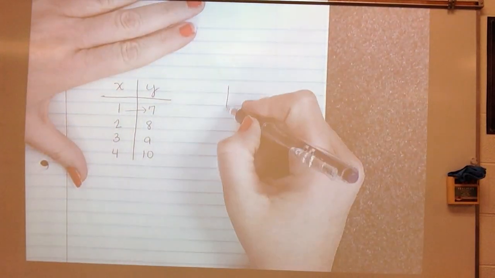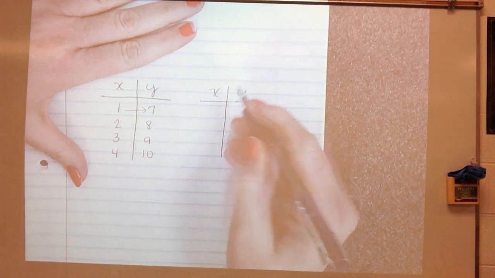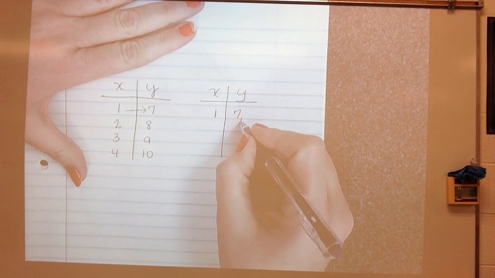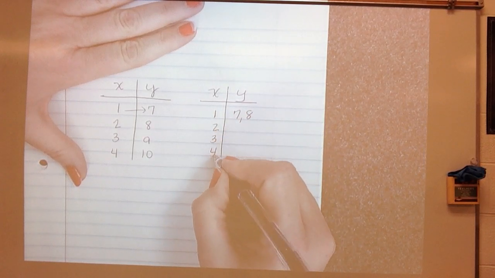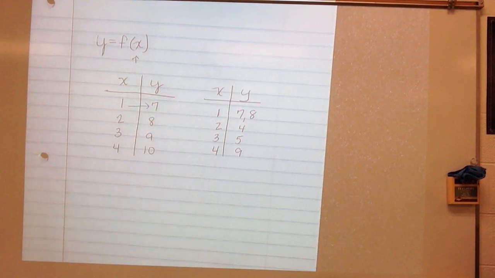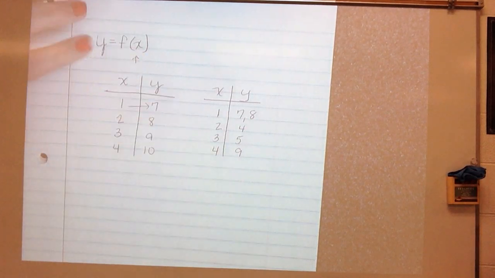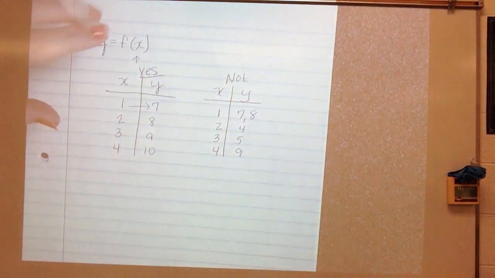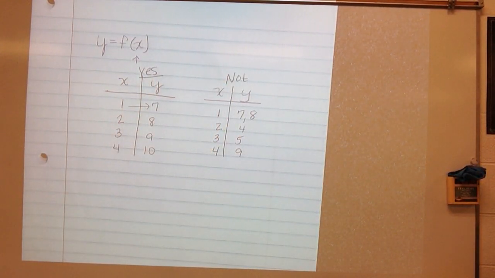Alright? So for here, if I did this, if I said that if I put 1 in for x, and it could give me a 7 or it could give me an 8, then this is not a function. Alright? Because my x value could give me 2 y values.